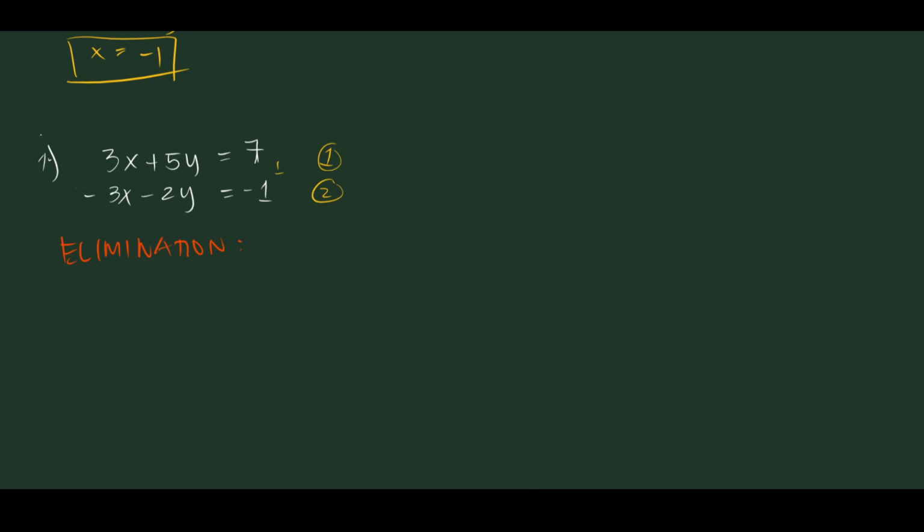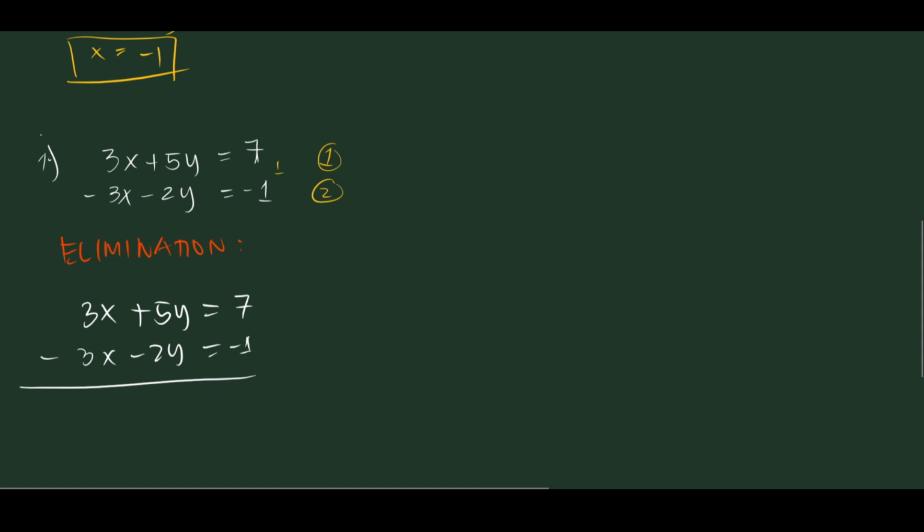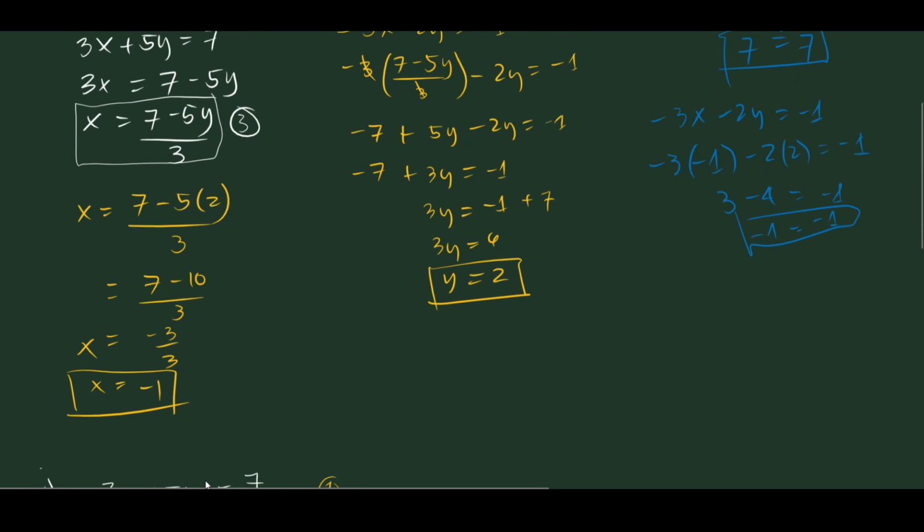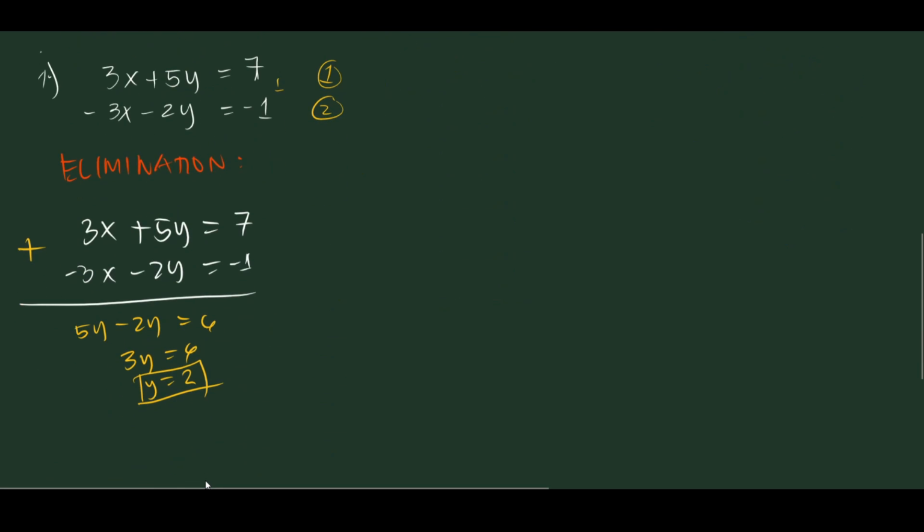Okay, so let's do that here. 3x plus 5y is equal to 7, and negative 3x minus 2y is equal to negative 1. So we add this here. If we add them, negative 3x plus 3x would be 0, and we are left with 5y minus 2y is equal to 7 plus negative 1, that would be 6. Okay, so we get here 3y is equal to 6 and y is equal to 2. So this is consistent with our result before. We've already checked our result before, so we can say that this is correct. Okay, so y is equal to 2.